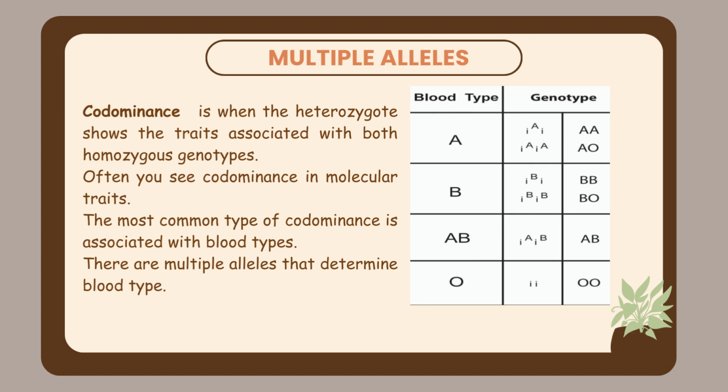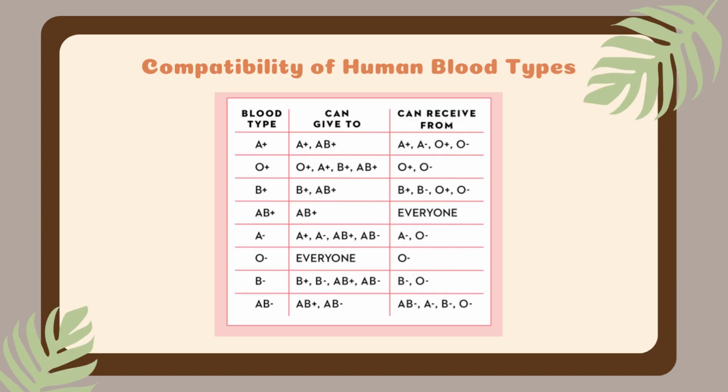So let's move on. The next is that knowledge of the compatibility of red blood cells is important. Here we have the blood types of human blood: A plus, O plus, B plus, AB plus, A negative, O negative, B negative, and AB negative.